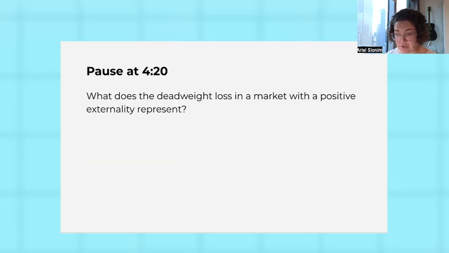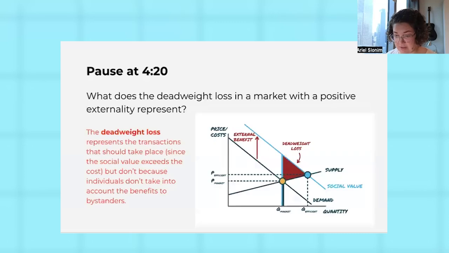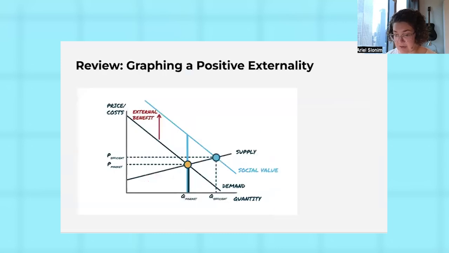And then we give students a chance to explain deadweight loss. This is a great opportunity for students to turn and discuss with their neighbor, make sure they understand it, and then record their explanation. We've got one there for you to discuss on the slides. And if you need it, here's your reference for graphing a positive externality.